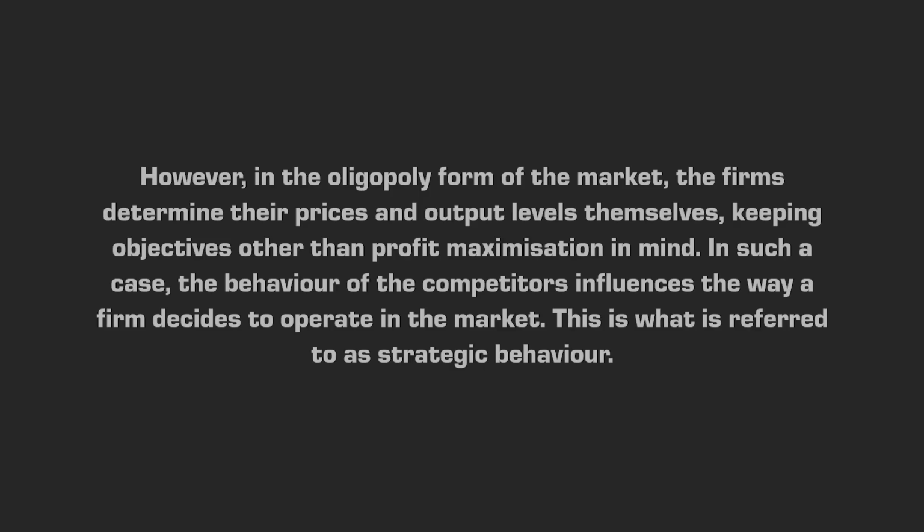Further, under conditions like monopolies, there is no fear of competition, and hence the buyers under monopolies do not have the discretion to influence the prices. However, in the oligopoly form of market, the firms determine their prices and output levels by themselves, keeping objectives other than profit maximization in their mind. In such a case, the behavior of the competitors influences the way a firm decides to operate in the market. This is what is referred to as strategic behavior.